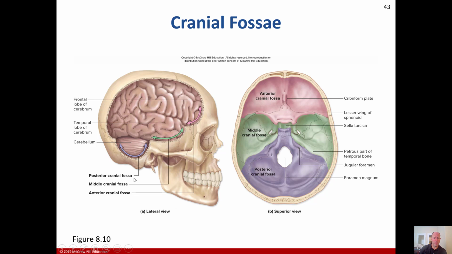And then we have the posterior cranial fossa, the middle cranial fossa, and the anterior cranial fossa in the lateral view here. And then from the superior view, the anterior cranial fossa, the middle cranial fossa, and the posterior cranial fossa. Also within that, we have the lesser wing of the sphenoid, the sella turcica, the petrous part of the temporal bone, the jugular foramen, and the foramen magnum.